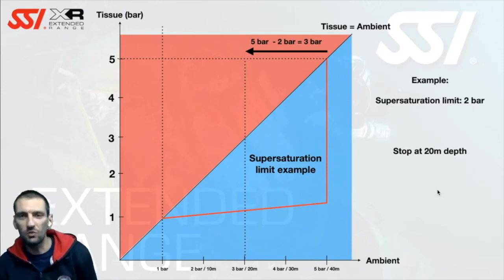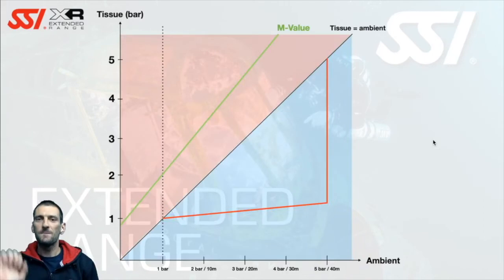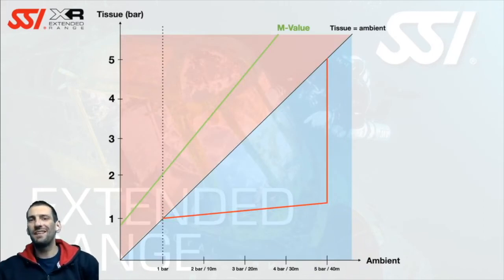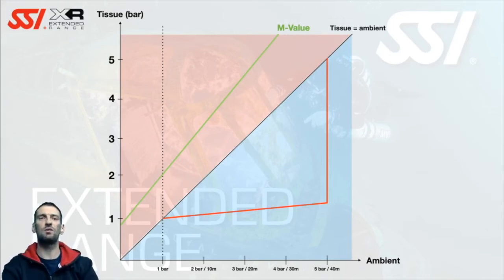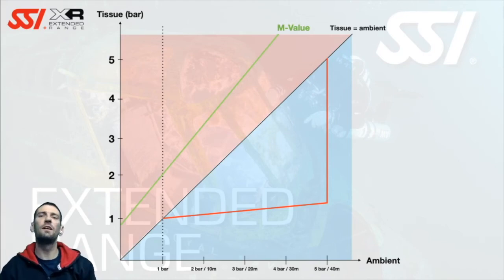Okay, great. So the supersaturation is clear to us. I'm sure everybody has heard of the famous M value of Bühlmann. The M value is the last thing that we're going to discuss that was a part of the Bühlmann research. He actually took it from Workman, but he developed it. So the Bühlmann M value is simply the maximum supersaturation limit of the tissue.